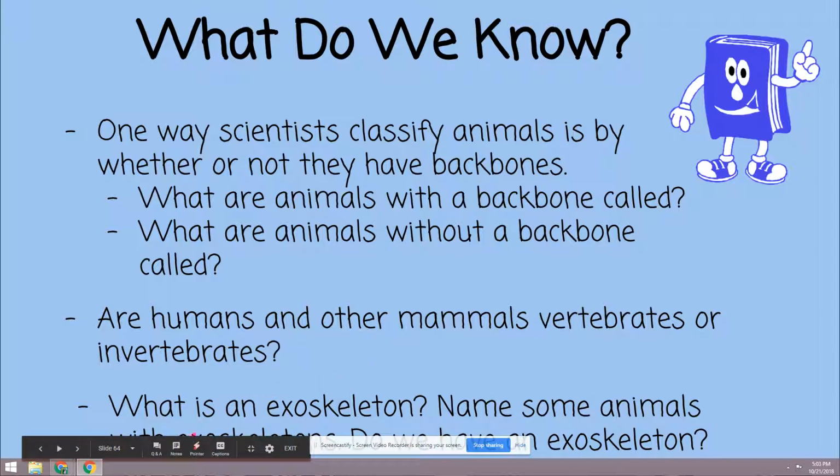And then we have an exoskeleton. We don't have an exoskeleton, but some animals have an exoskeleton. An exoskeleton is a hard protective covering that's found on the outside of an organism's body. Most of the time when we're talking about exoskeletons, we're talking about insects. So we do not have an exoskeleton. Our skeleton is on the inside of our body.